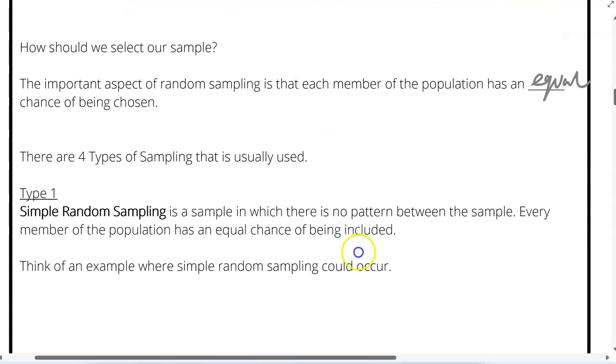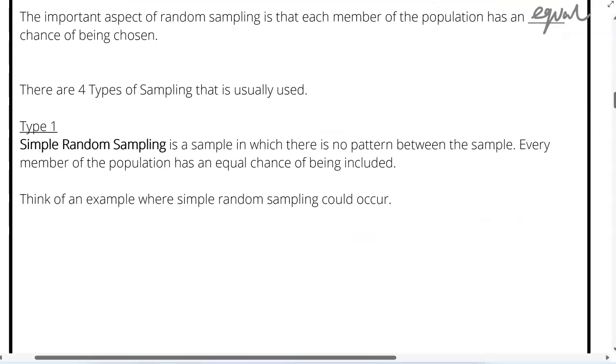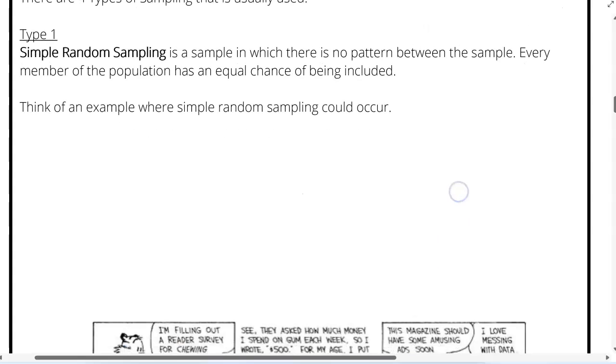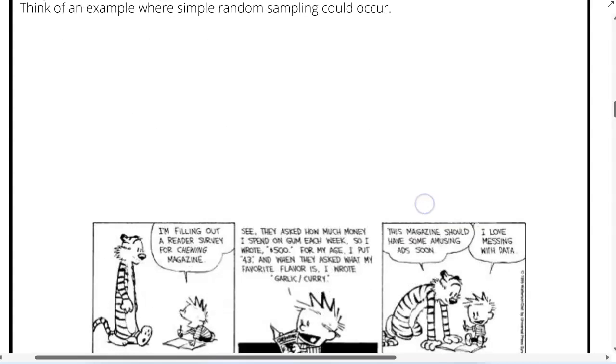And the first type of sampling we're going to look at is what we call simple random sampling. So there's no pattern in a simple random sample. Every member of the population has an equal chance of being included. Where could simple random sampling occur? So I want you to think about an example where that could occur. How could we do it? How could we randomly select a group of people?